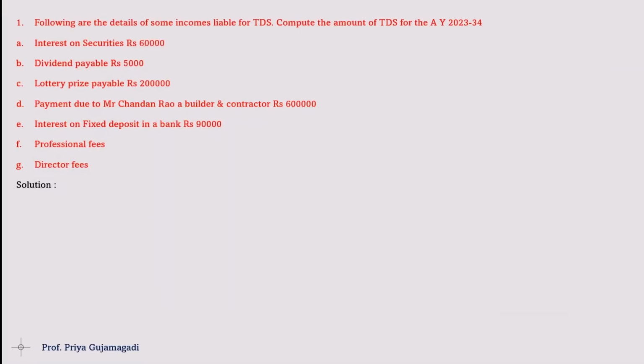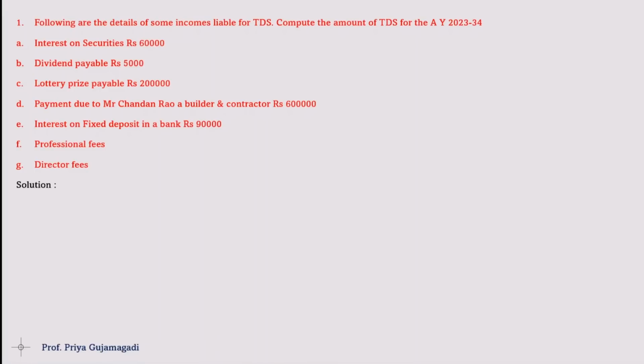Following are the details of some incomes liable for TDS. Compute the amount of TDS for the assessment year 2023-24. So we can see the sources of income here. Interest on securities rupees 60,000. As we have discussed, on interest on securities, 10% TDS is applicable. Dividend payable rupees 5,000. As we have seen on dividend, 10% TDS is applicable. Lottery prize payable. So on the lottery, 30% TDS is payable.